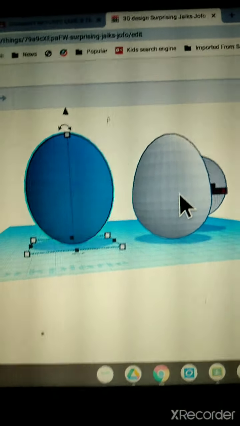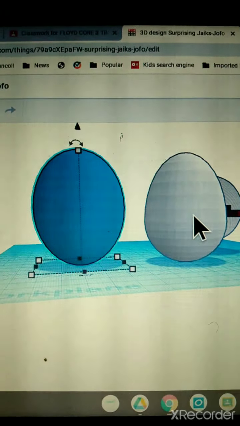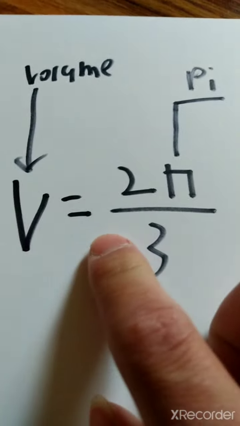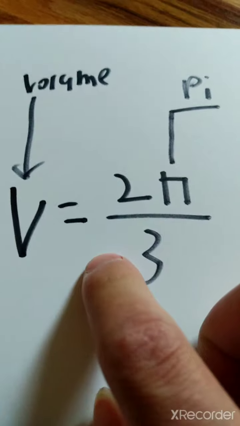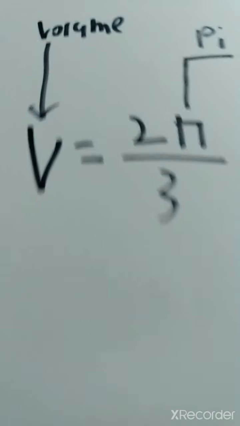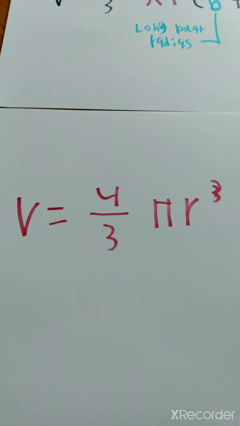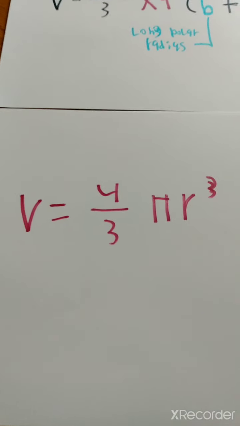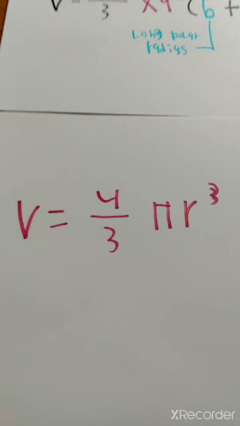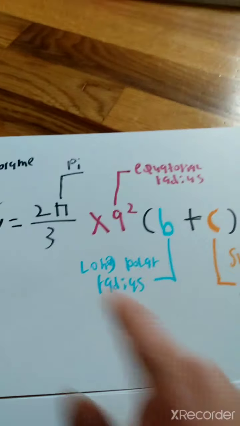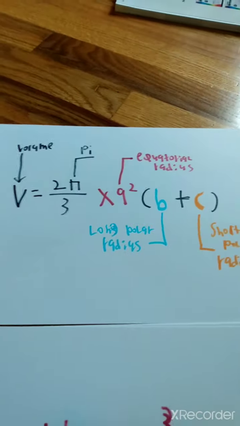So that's why we can prove that this formula right here, this part of it, can actually come from this part for the volume of a sphere. An egg is a big fat sphere that has enormously grown. So let's start to solve the problem.